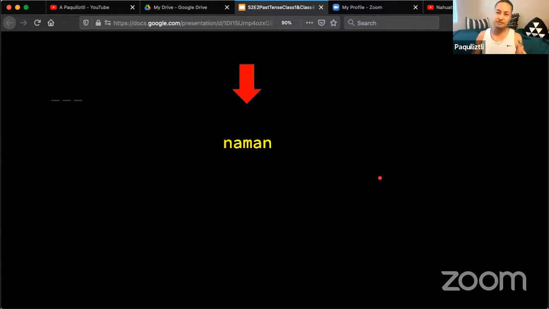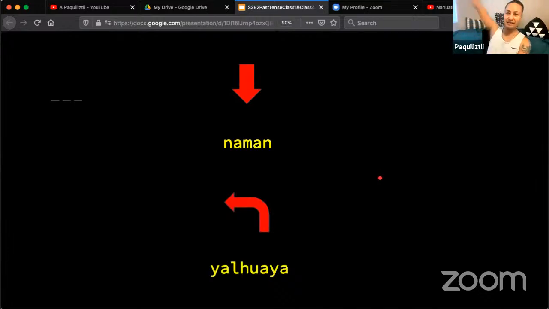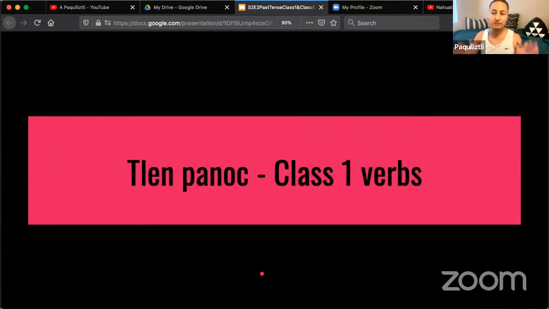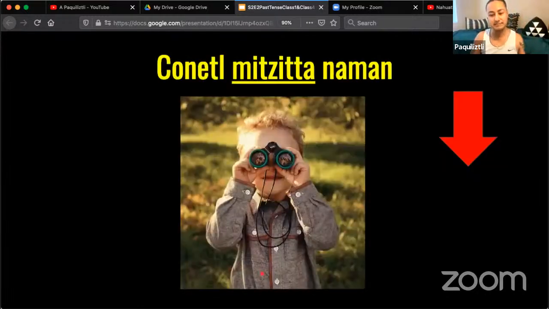Okay, so now let's basically revisit these words. So the word for naman, right? If you remember from last week, naman, today or now, naman. Or yalwaya, yesterday, tlempanok, yalwaya. In other varieties, it's just yalwa. Okay, so now we're gonna cover tlempanok class 1 verbs. We're gonna talk about the past tense.